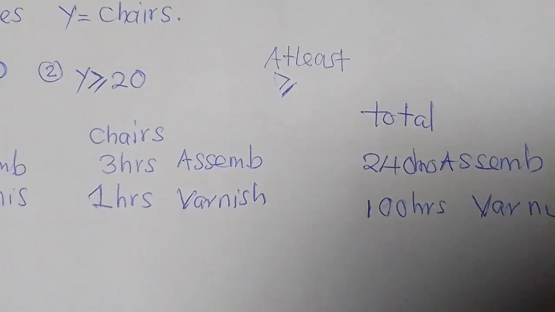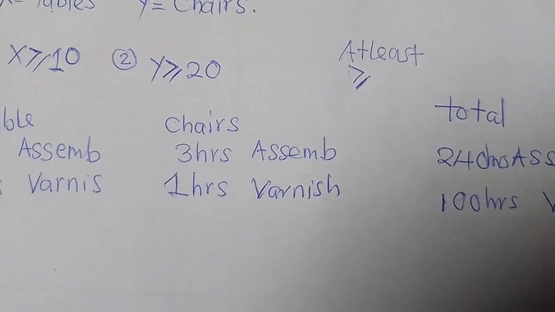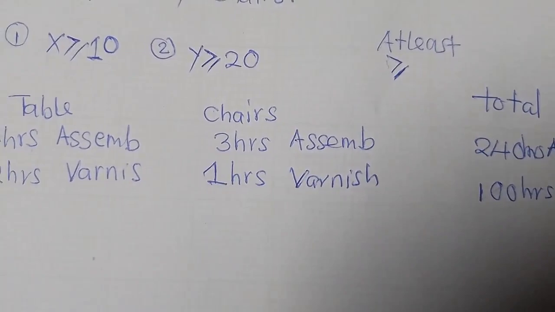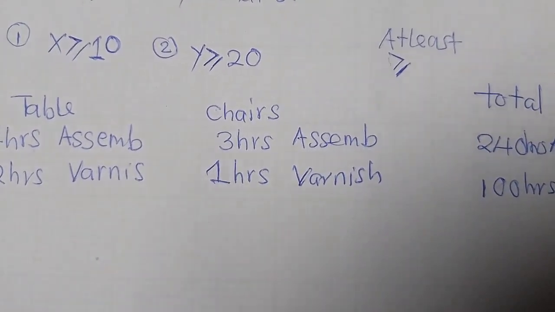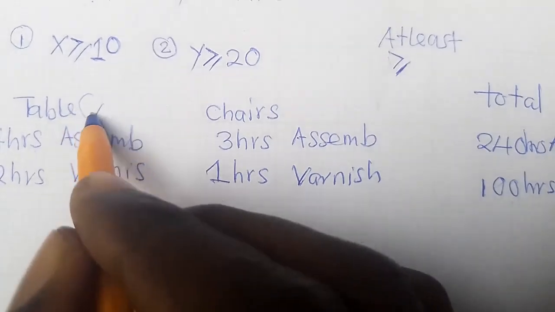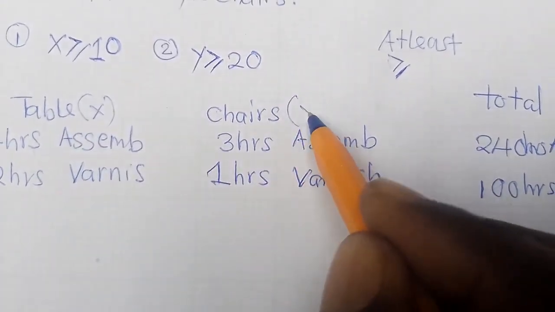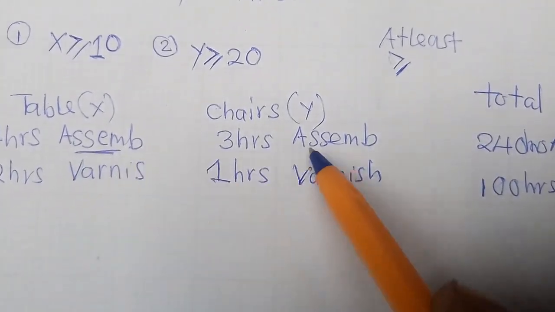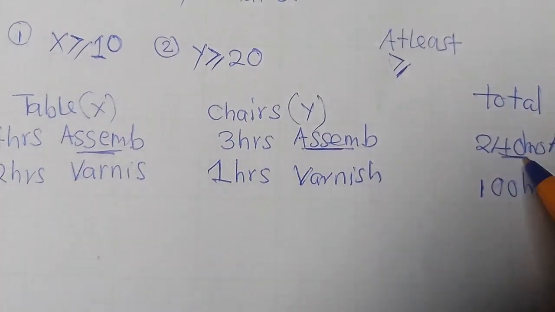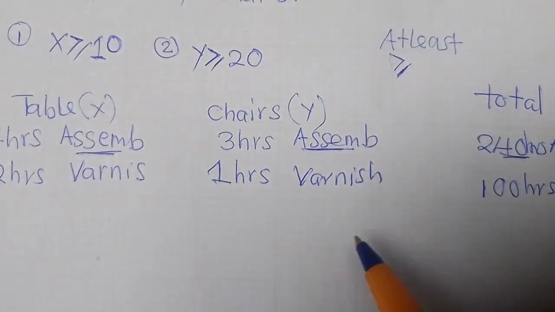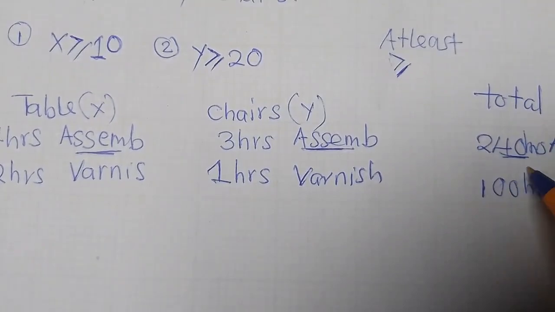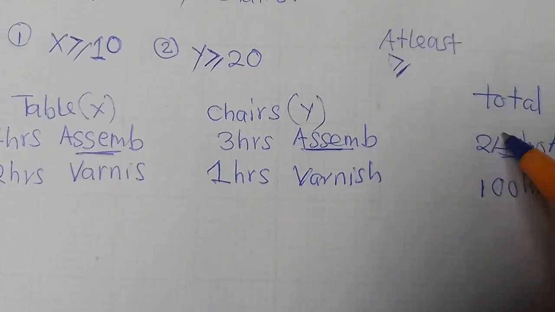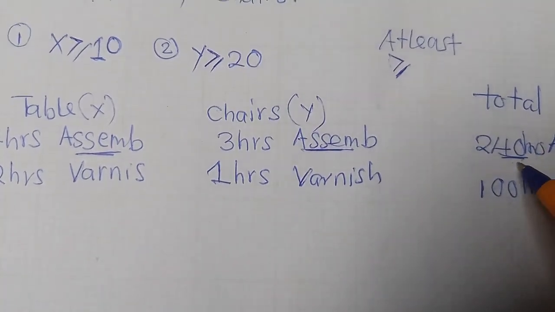Have you seen what I've written? This will help you now derive inequalities. Which inequality can you derive from what I've written? A table is X, a chair is Y. You get assembling for this one, assembling for that one, and the total assembling hours. It means you need to spend 240 hours for assembly, so it should be 240 or less.